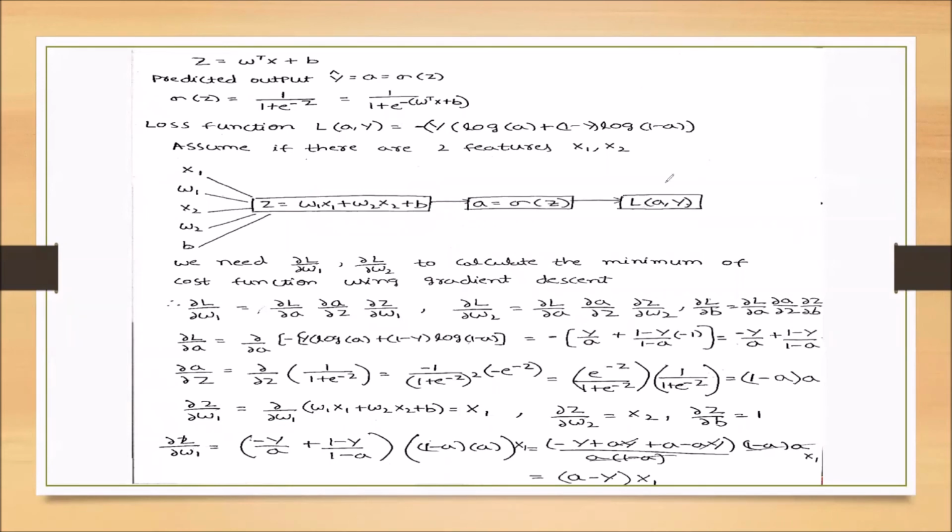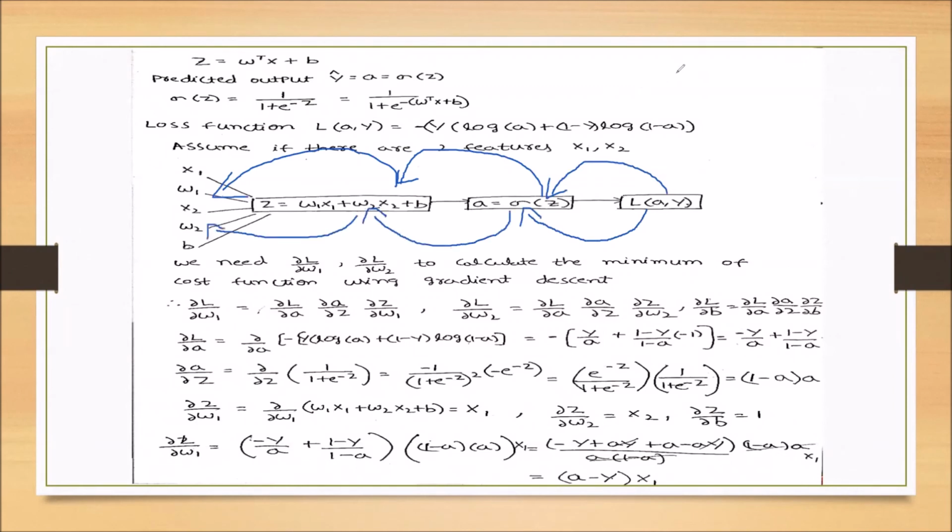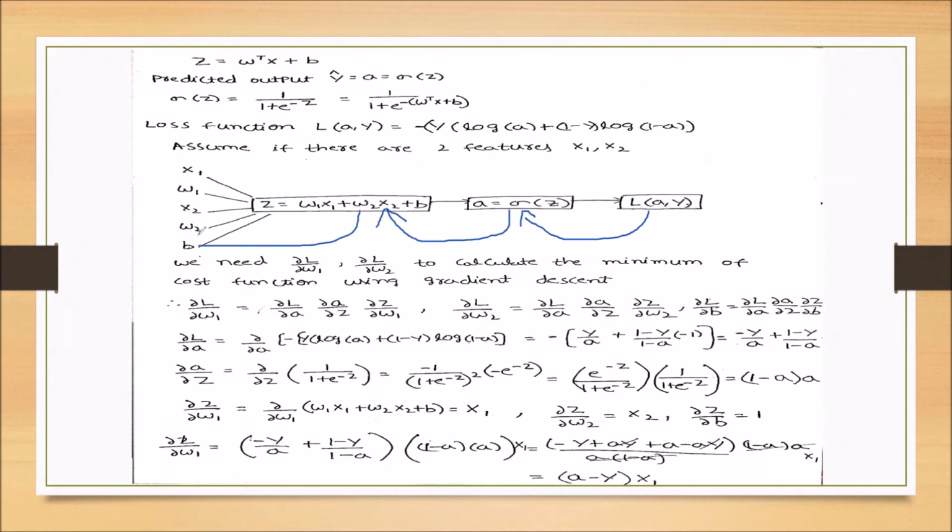So if I want to know what is dou L by dou W1, first I am checking dou L by dou A, and then dou A by dou Z, and then dou Z by dou W1. This method of finding dou L by dou W1 is called back propagation. Similarly, if I want dou L by dou W2, again dou L by dou A, dou A by dou Z, and dou Z by dou W2. Similarly, for dou L by dou B, dou L by dou A first, dou A by dou Z, and dou Z by dou B.